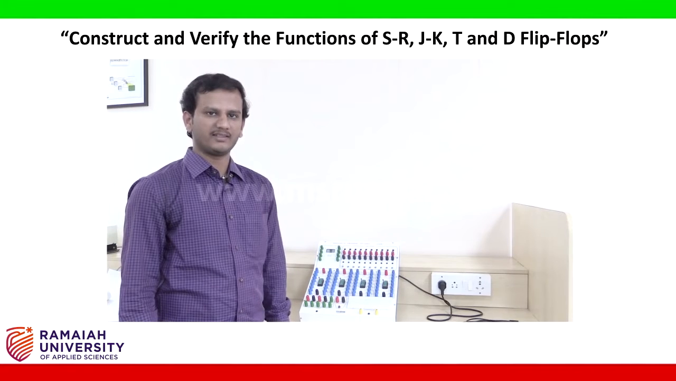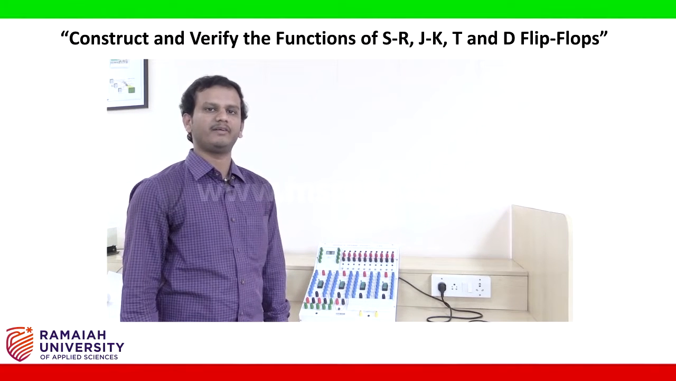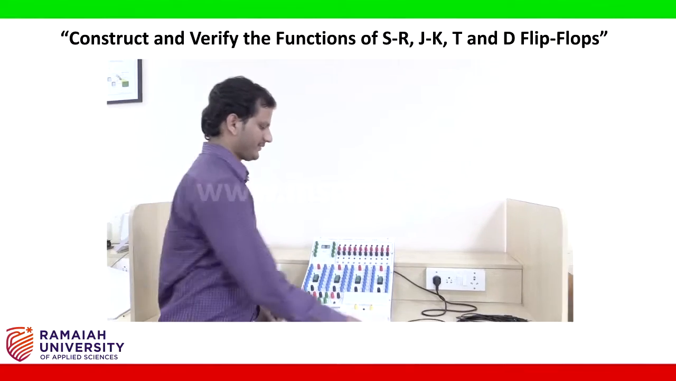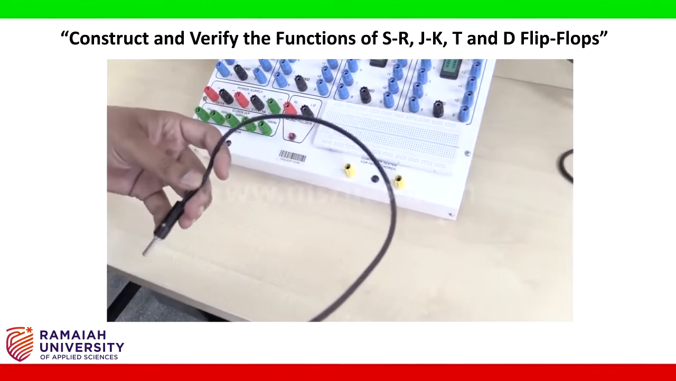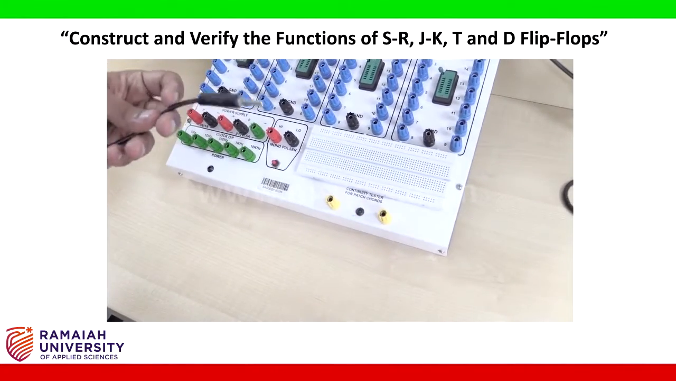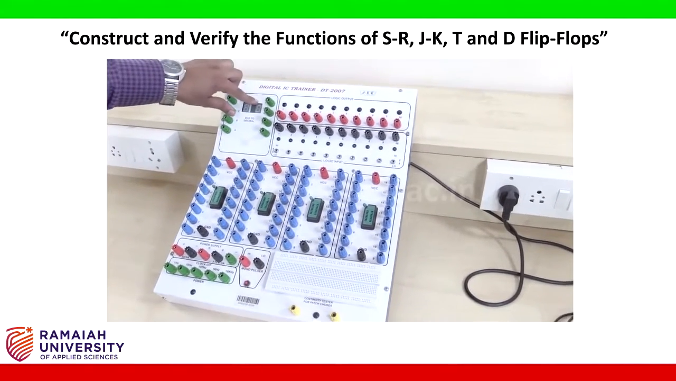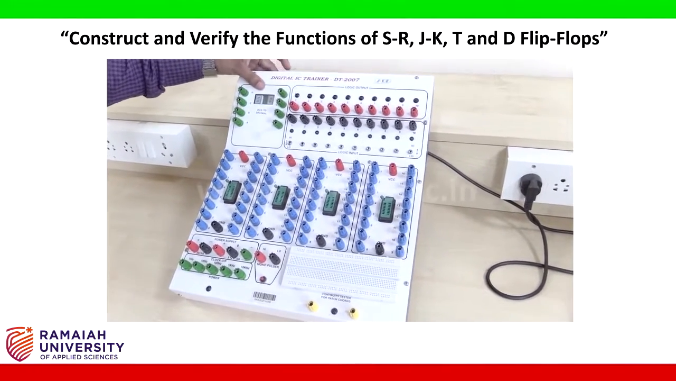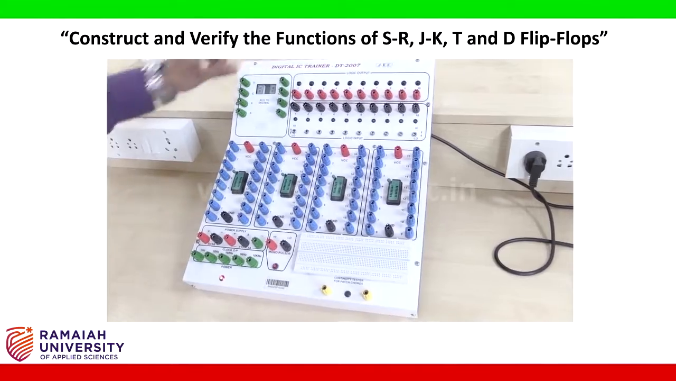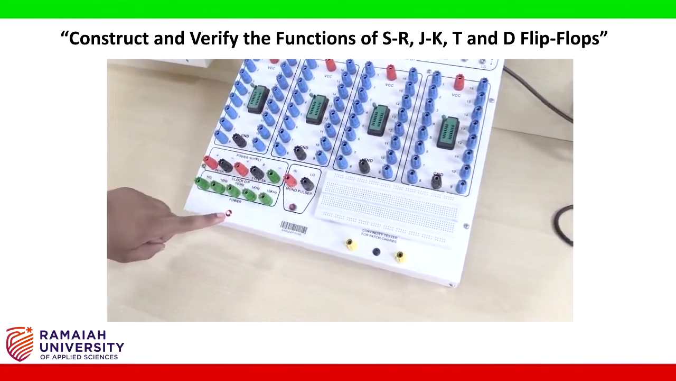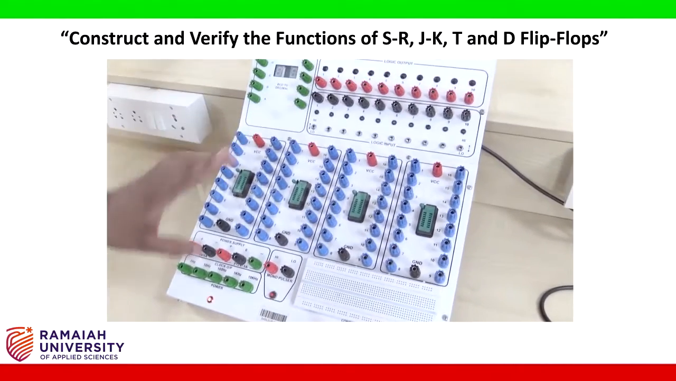Before connecting the logic diagram, let us check the conductivity of the patch cords. This is the patch cord, so we need to check its conductivity. For that we need to turn on the power supply to the digital IC trainer kit. You can turn it on by turning on the switch at the back side. The LED bulb is on, which indicates the digital IC trainer kit is on.